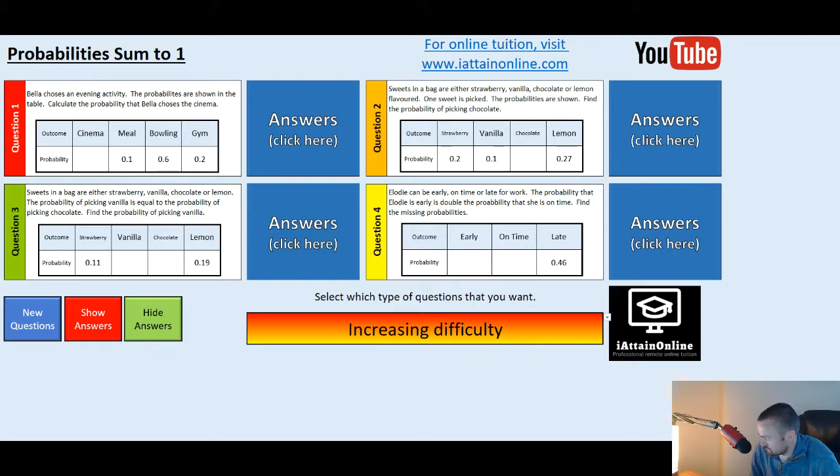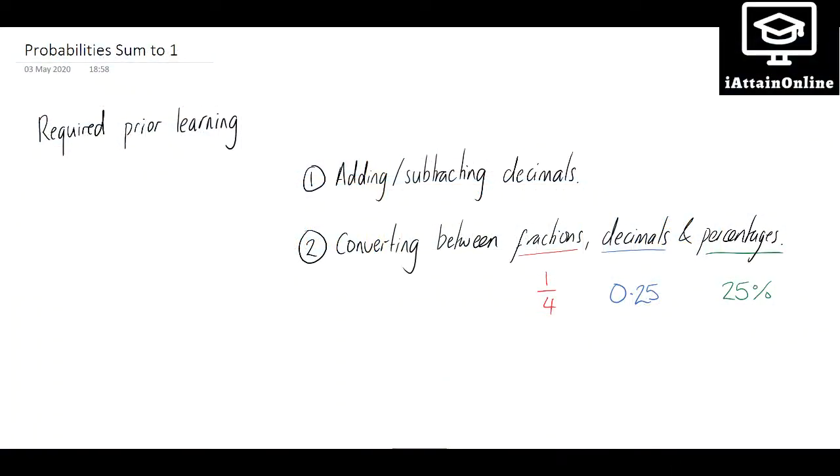Before I do, I'd just like to go through a couple of areas that you need to be really comfortable with in order to do these questions. The first one, especially for the examples I'm going to do today, is adding and subtracting decimals. And secondly, you need to be able to convert between fractions, decimals and percentages. To get to the more tricky ones, I'm not going to be looking at any kind of fractions or percentages today. We're just going to be keeping it simple and starting with decimals.